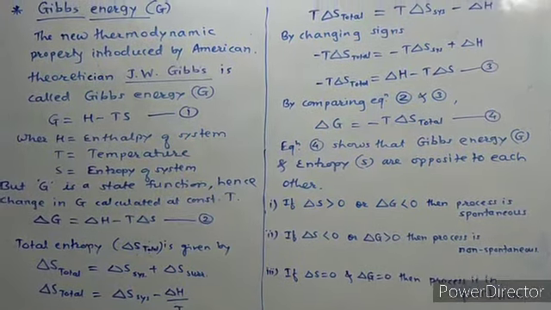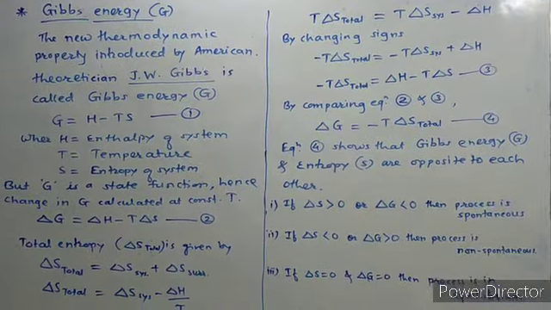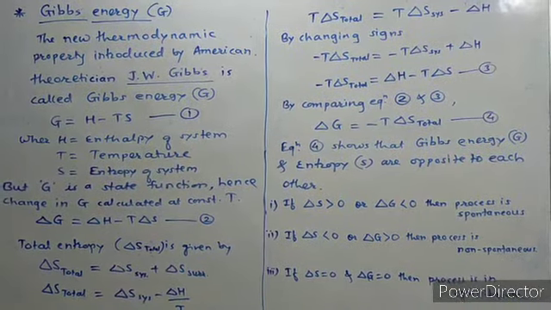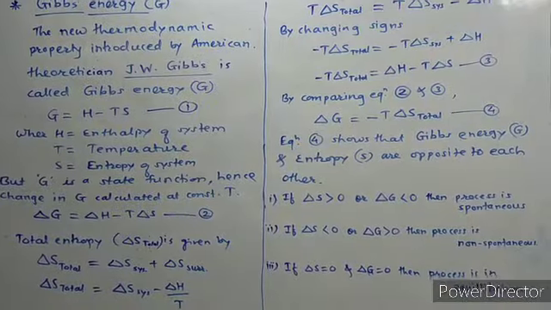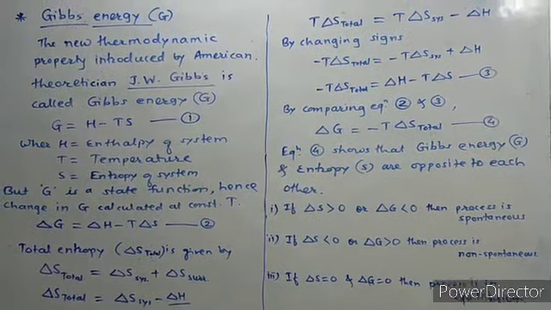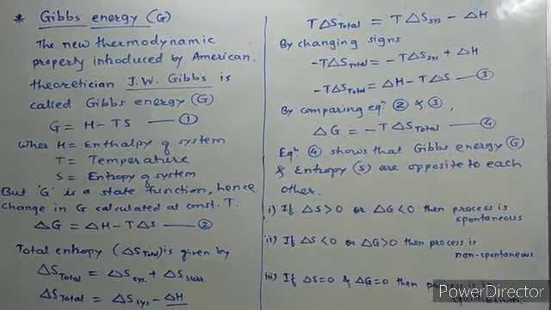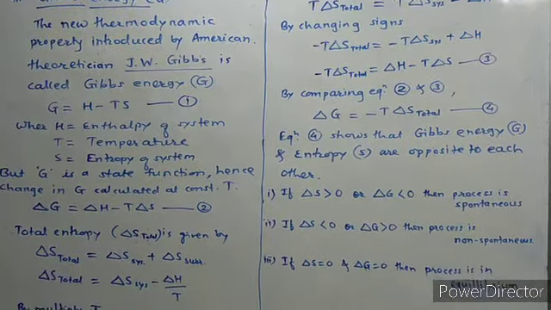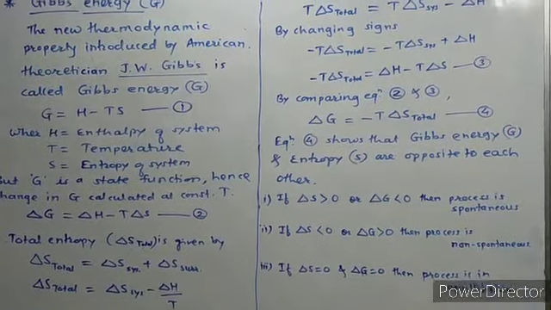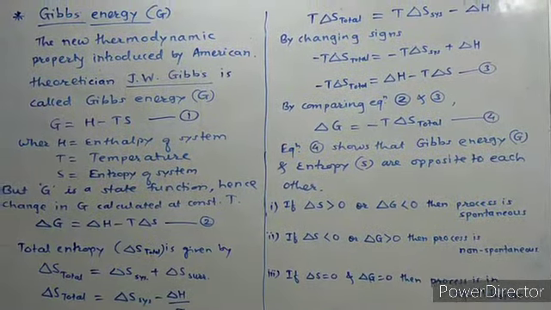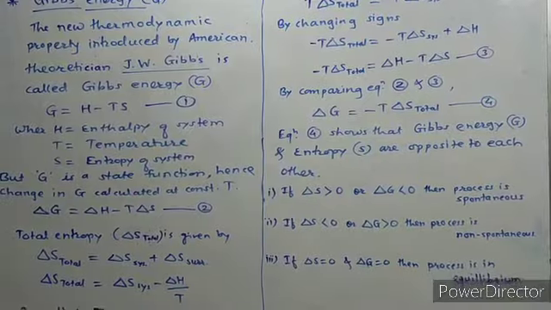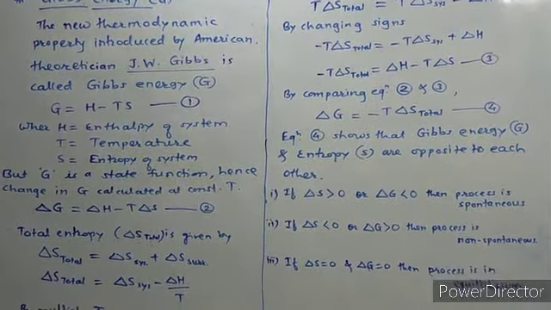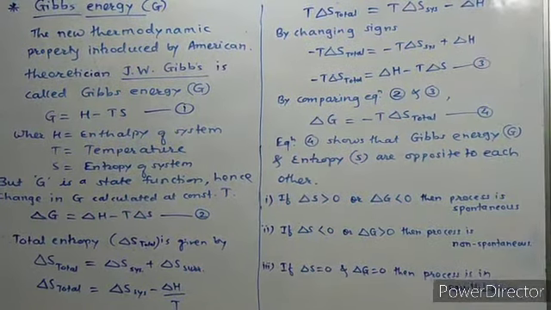So previously whatever we have seen, that is delta S greater than 0, this process is spontaneous. Now it changed. So when delta G less than 0, then process is spontaneous. Second part, if delta S less than 0, now it becomes delta G greater than 0, the process is non-spontaneous. And if delta S equal to 0 and delta G equal to 0, then process is in equilibrium.